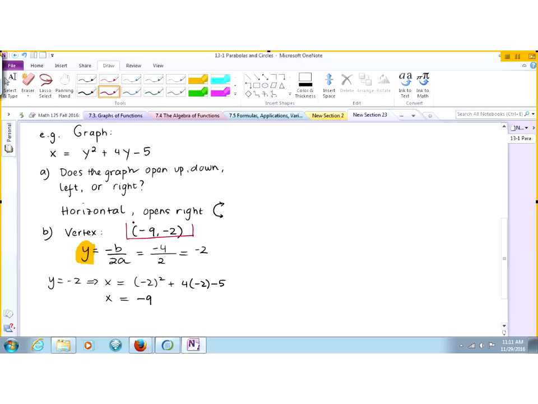Good. So I'm going to box this. I am going to sketch now and then write down the axis of symmetry and everything else. So sketch. Negative 9, comma, negative 2. All right. So 1, 2, 3, 4, 5, 6, 7, 8, 9.